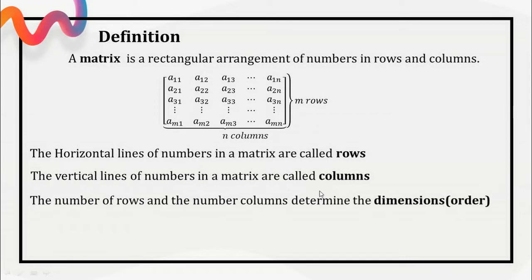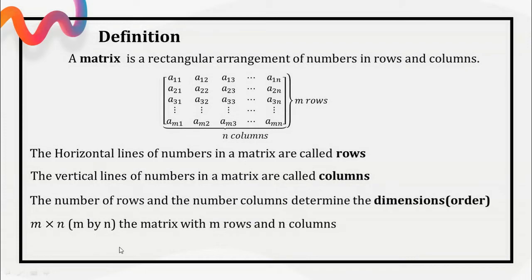The number of rows and the number of columns determine the dimension or order. For easier, sometimes we just call it the order. So M by N means a matrix with M rows and N columns. Before the by we use rows, and after that we use columns.